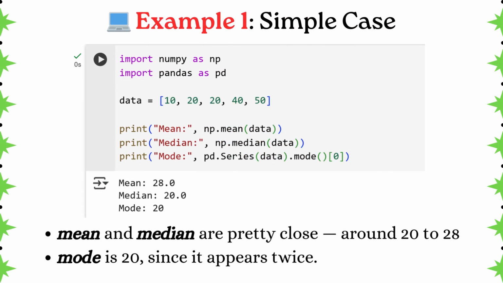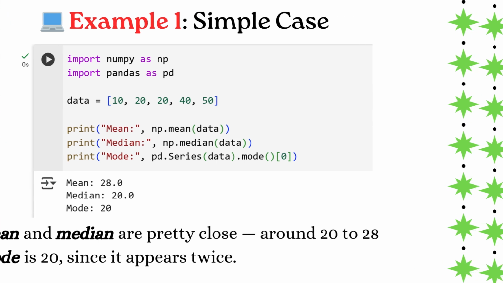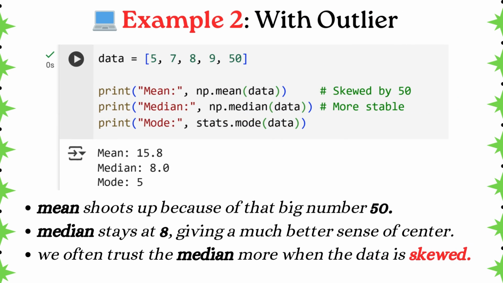Example 1. Simple case. In this dataset, the mean and median are pretty close, around 28 to 30. The mode is 20, since it appears twice, a nicely balanced set. Example 2. With outlier. Now, look at how the mean shoots up because of that big number 50. But the median stays at 8, giving a much better sense of center. That's why we often trust the median more when the data is skewed.